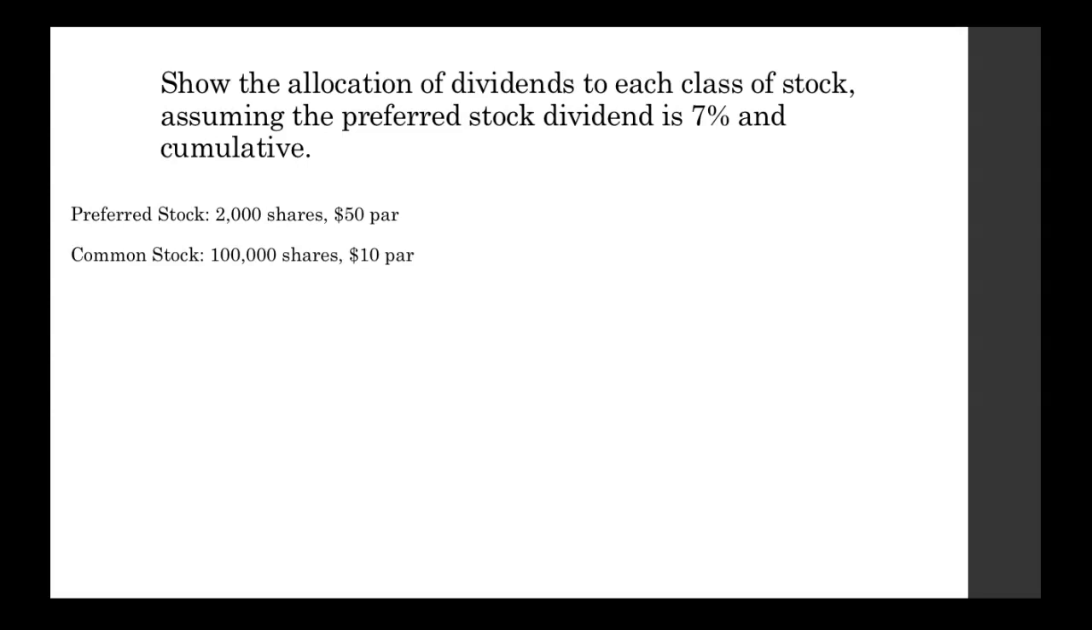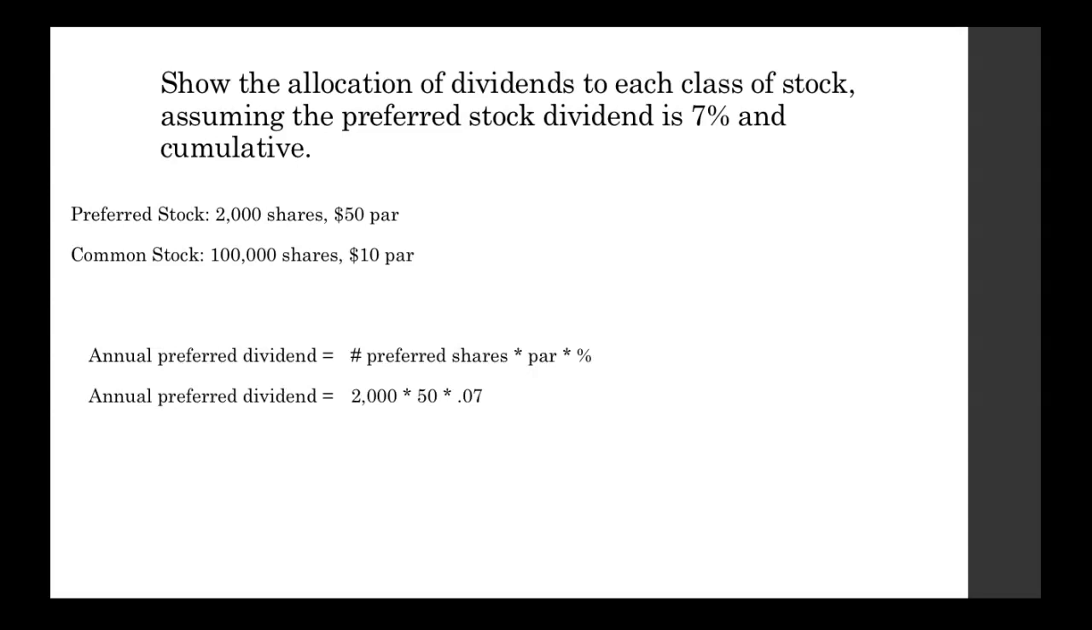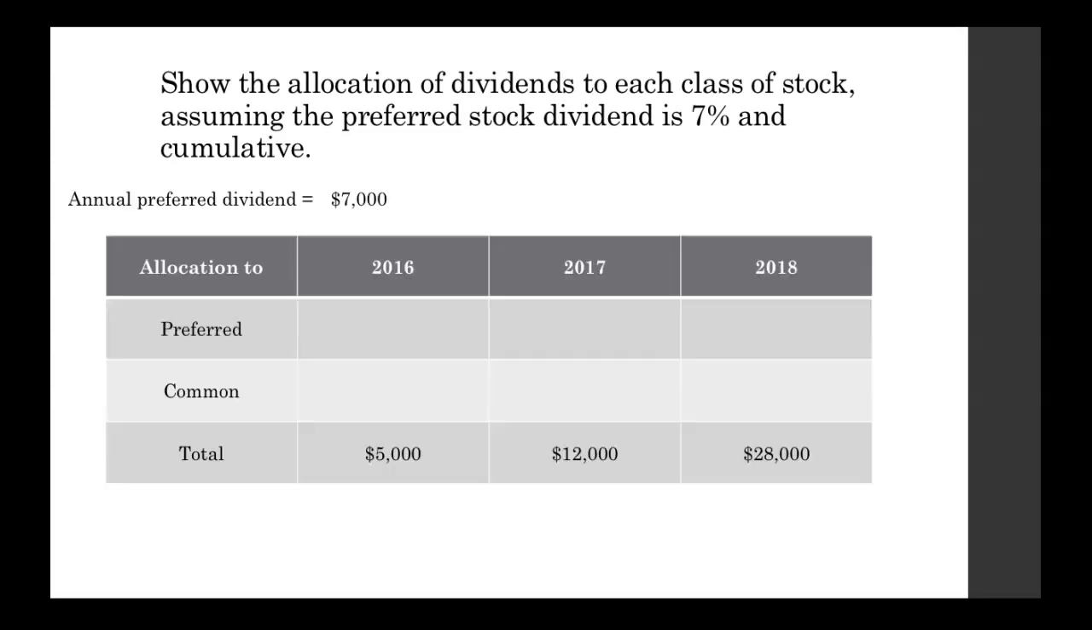Before we can allocate our dividends, we first need to figure out how much we're supposed to pay out to our preferred shareholders. There's an equation that we can use. Our annual preferred dividend will be the number of preferred shares times the par value for preferred stock times your dividend percentage. So we had 2,000 shares times the $50 par value times 7%, which is 0.07. If we multiply those three amounts, we will see that we are supposed to give our preferred shareholders $7,000 every single year. So we'll use that $7,000 now as we start to allocate these dividends.